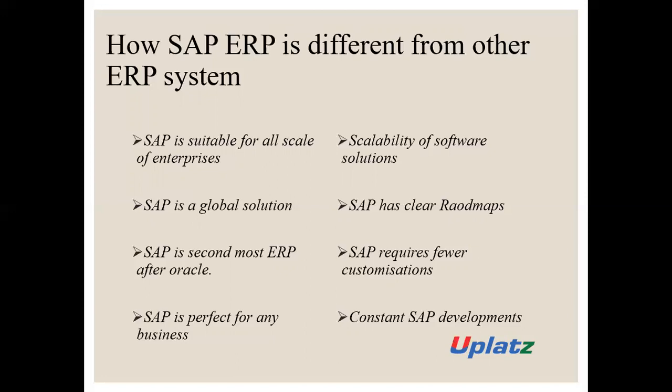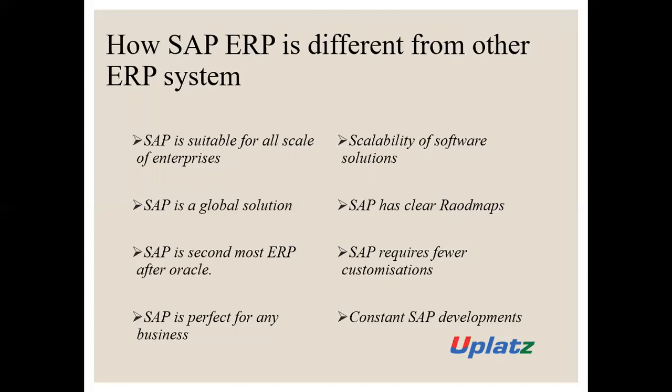Yes, we have a concept called SCN, the SAP Community Network, wherein every question in SAP has a solution. It is the most required ERP system presently. It is perfect for any business. Yes, any sort of business, as I was narrating examples like oil and gas, insurance, retail banking, investments. Every business process can adopt SAP. And the scalability of software solutions is very wide in SAP.